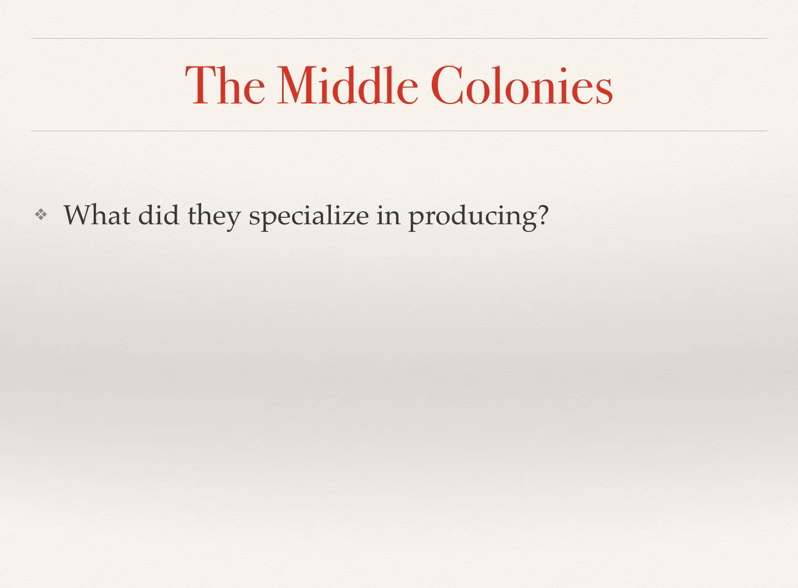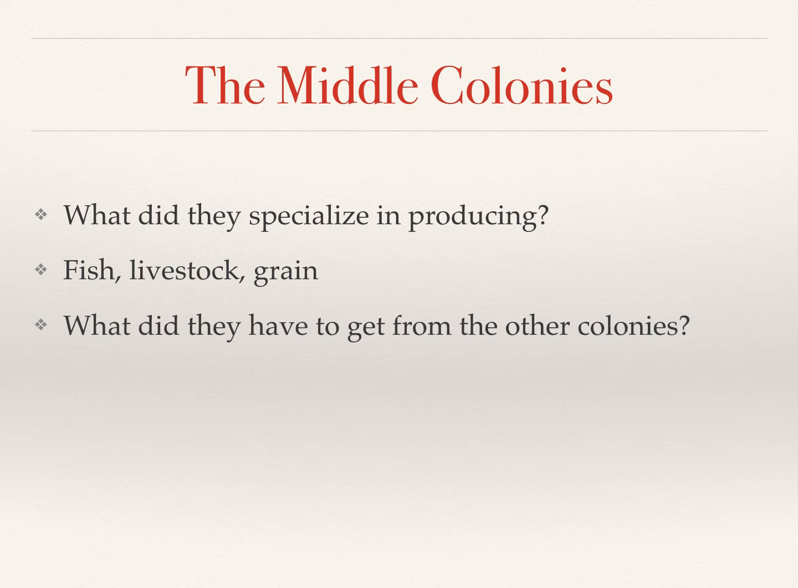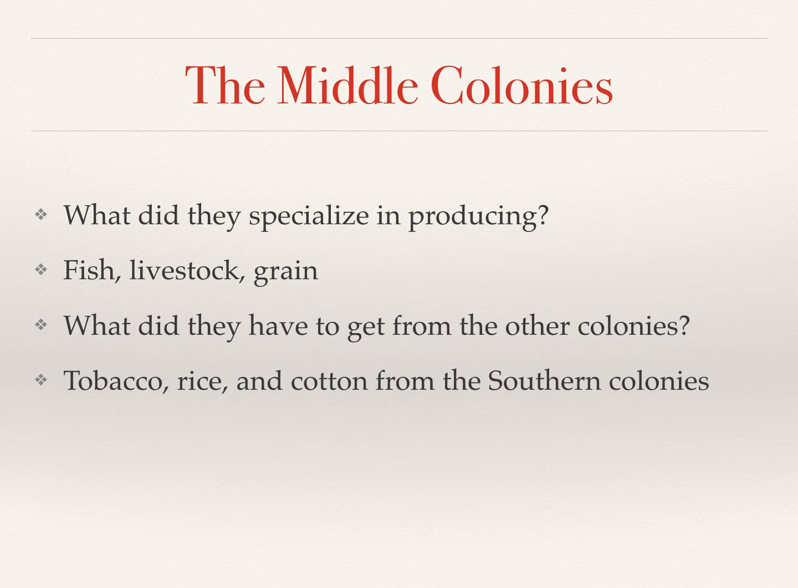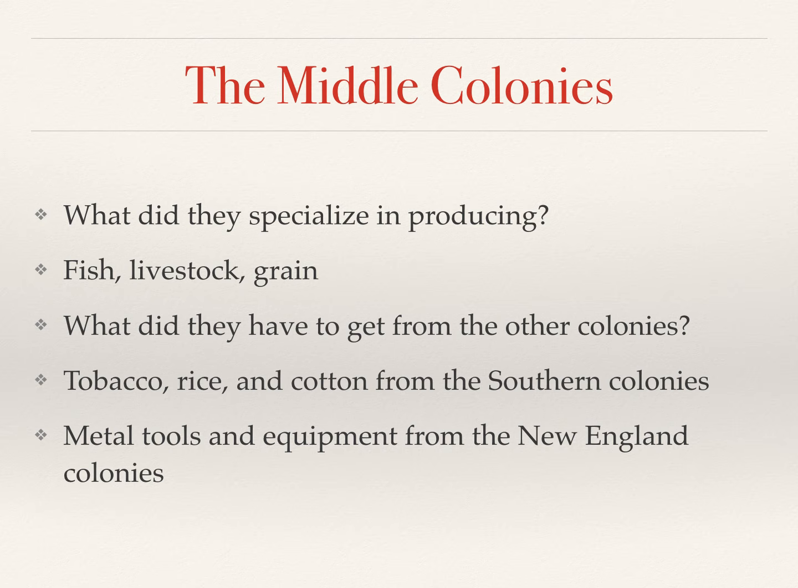So what did they specialize in producing? Obviously, if you've got fishermen and rivers, you're going to be able to catch some fish. Raising livestock and producing grain. So what did they have to get from the other colonies? Again, they needed tobacco, rice, and cotton from the south because they weren't able to grow it themselves. And they relied on New England for particularly the metal tools and the equipment that you have to use on the farms in the Middle Colonies.